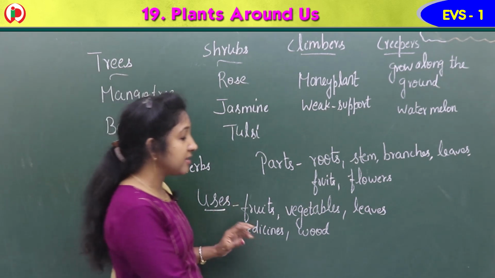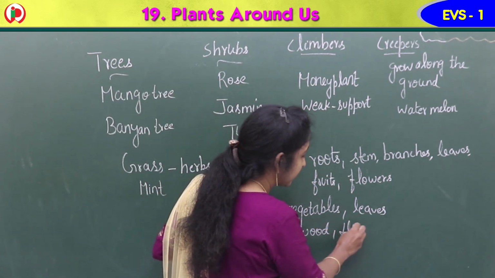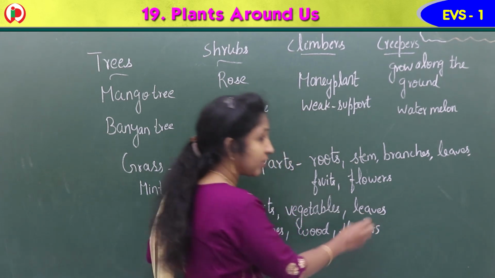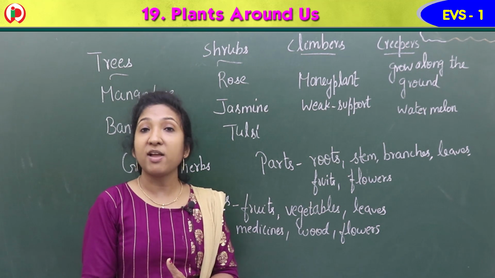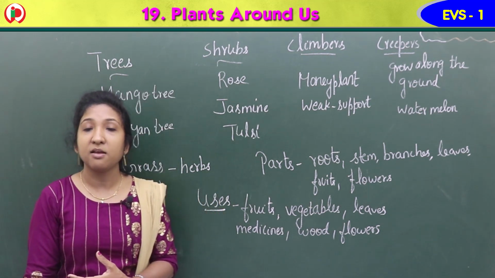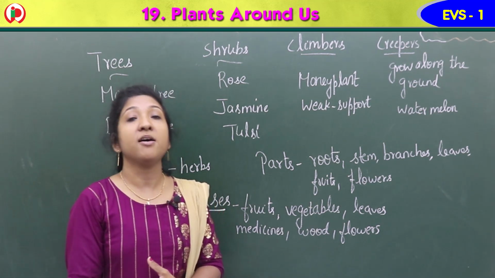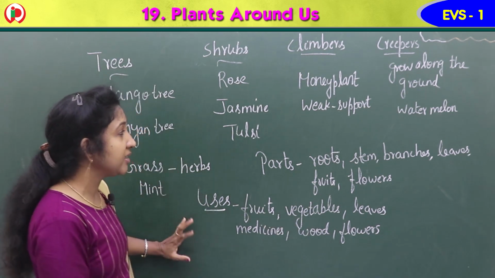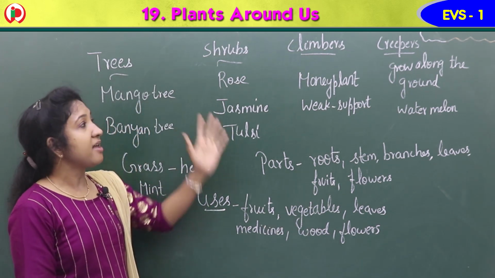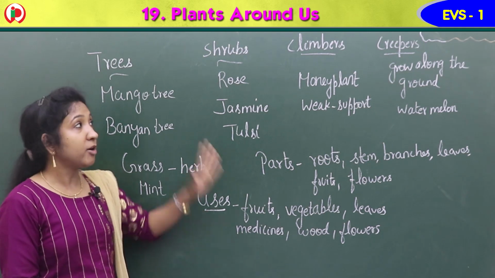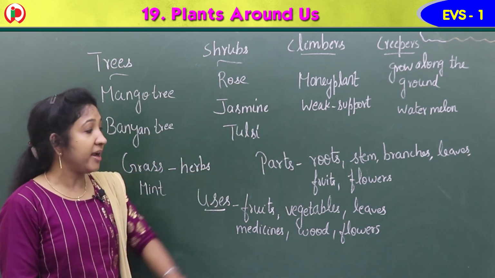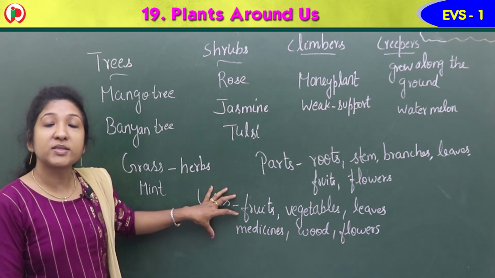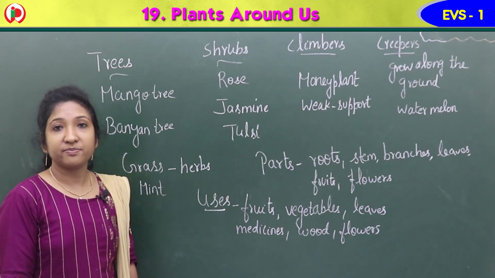Then we get flowers also from plants. Beautiful flowers we get, and we use these flowers for decoration and more. So these are the uses of plants. These are the things we covered in the lesson Plants Around Us. We learned about different types of plants, about parts of a plant, and about the uses of a plant.